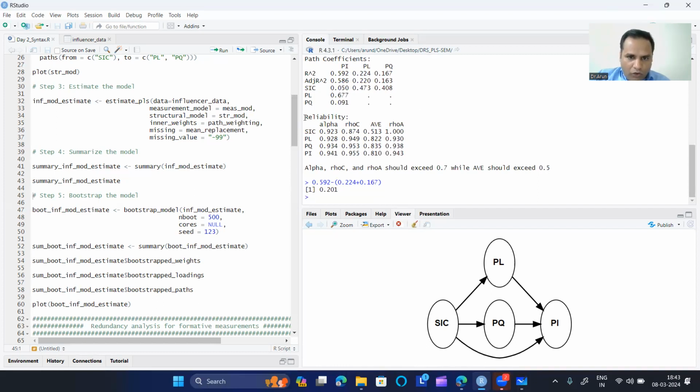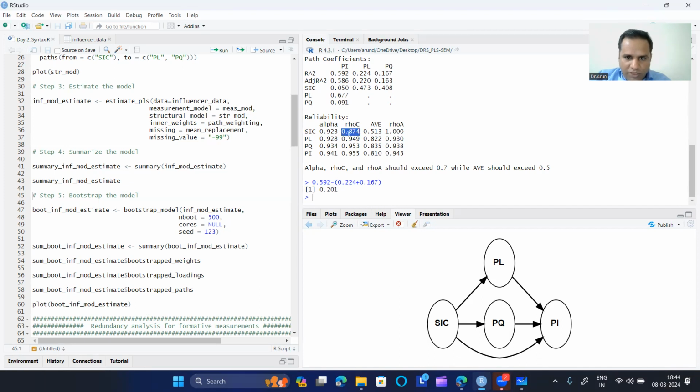Okay. Now here you focus on the reliability. First of all, SIC is your formatively measured construct. For a formatively measured construct, there is no concept called convergent validity or discriminant validity. Particularly, there is no alpha for a formatively measured construct. We don't see alpha for it. But focus on this. If you see all the reliability indicators, they are greater than 0.70. It means your constructs are reliable.